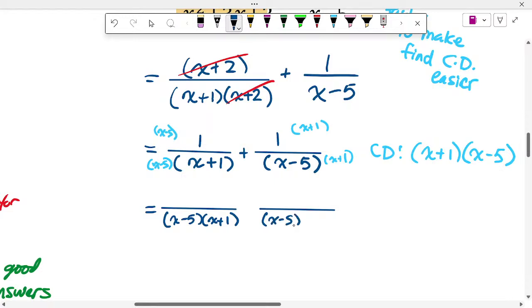X minus 5 times x plus 1. By the way, does it matter that I've switched the order from what I said it was up here? Multiplication, does it depend on order? No. Is 3 times 2 different than 2 times 3? No. So you're good.